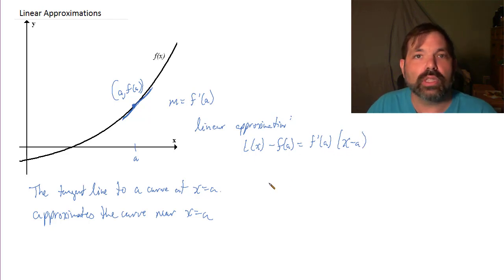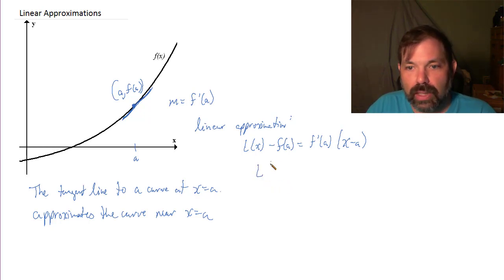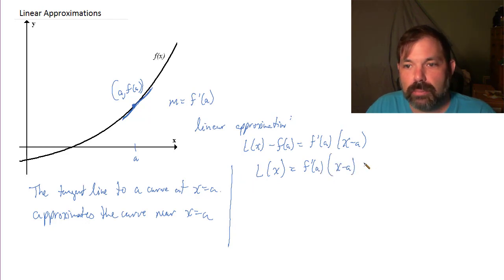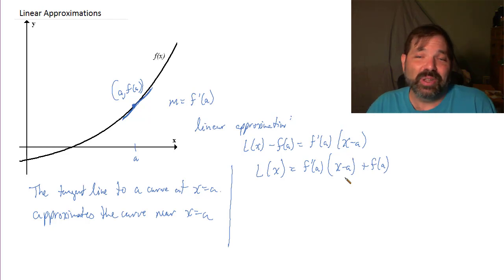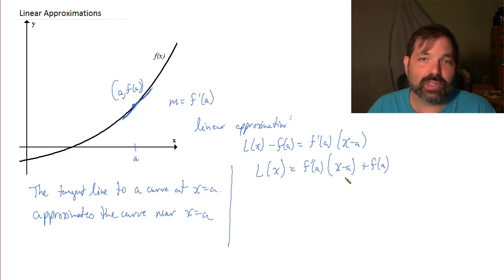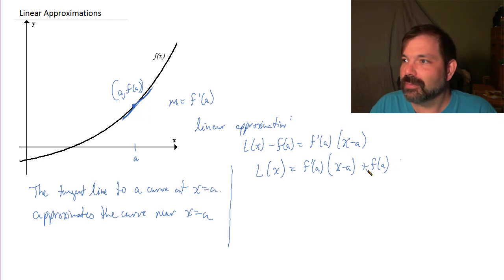So this is just the point-slope form of the equation of the line, where I'm using L of x instead of y. So then L of x, the linear approximation, is f prime at A times x minus A plus f of A. And here's a general form that you can use to find the linear approximation. It's just the tangent line at the point A, f of A with slope f prime of A. All right, so it's nothing new, just a different way to look at it.